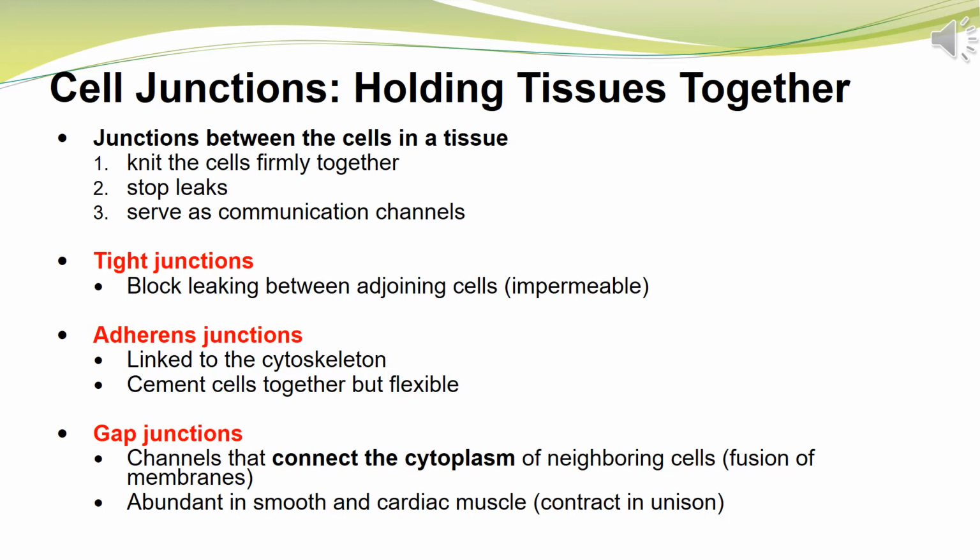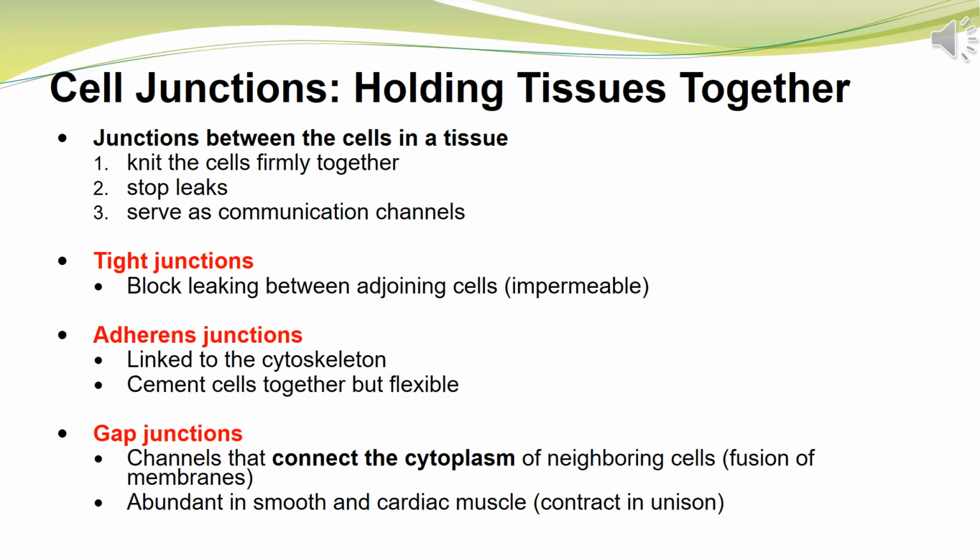The first junction that we're going to cover are tight junctions, and these block leaking between adjoining cells as they are impermeable, which simply means substances can't cross them, as opposed to permeable. There's the adherens junction, which is linked to the cytoskeleton inside the cell. It cements cells together, but is still flexible, so there isn't as much rigidity as you would expect.